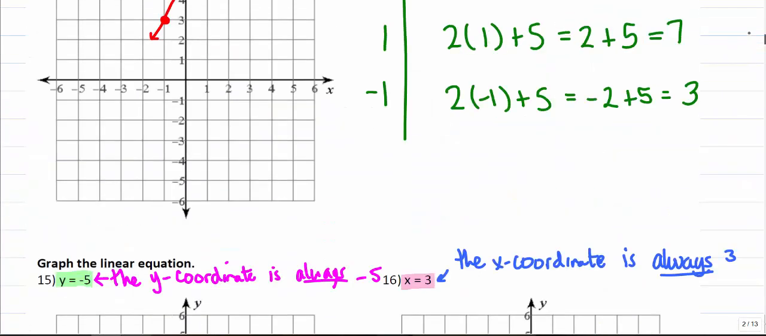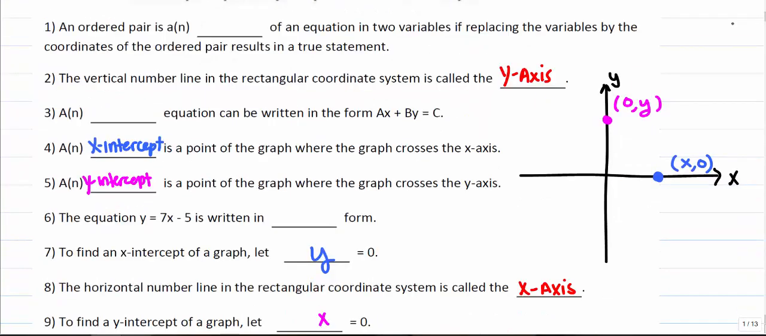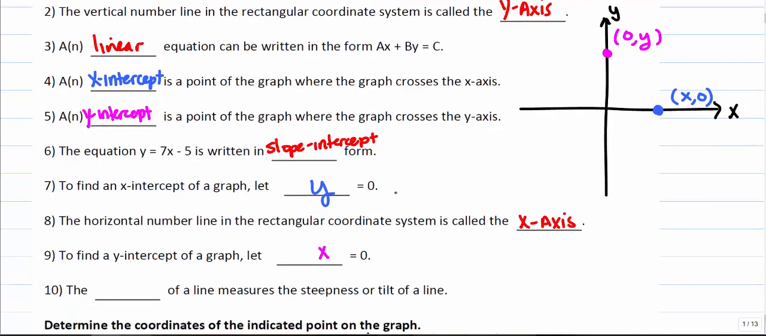If I go back real quick, because we kind of did talk about this. A solution, that's the ordered pair that makes the equation true. A linear equation can be written in this form, which is technically called standard form for a linear equation. Whereas this type, y = mx + b, that's called slope-intercept form. And then last but not least, the slope of a line measures its steepness or tilt. All right, so there we go.